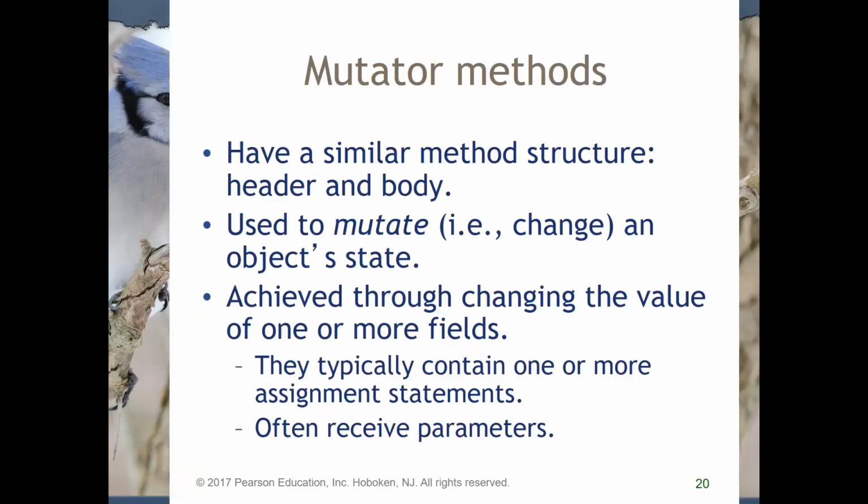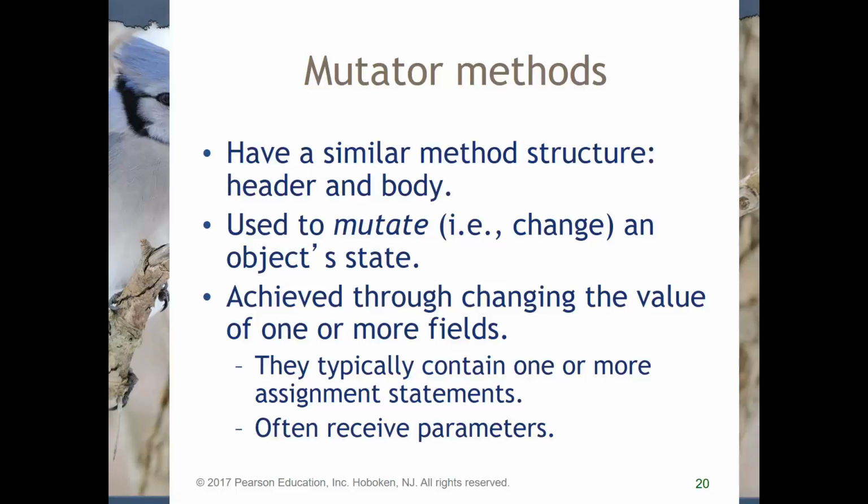Okay, mutator methods. These are methods that cause a change in the state of the class. What's state again? State is the variables and all their values brought together to define that class at that time, or that instance of the object in memory. Achieved through changing the value of one or more fields. We kind of talked about this.